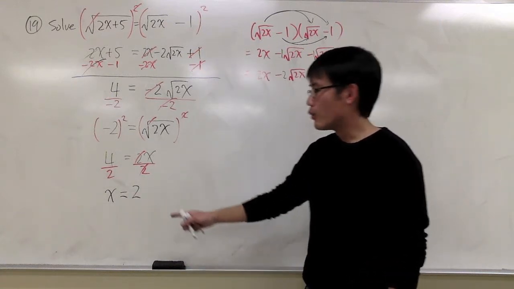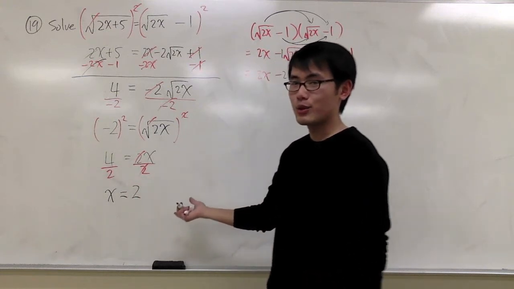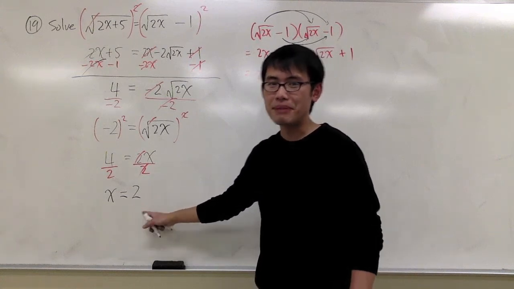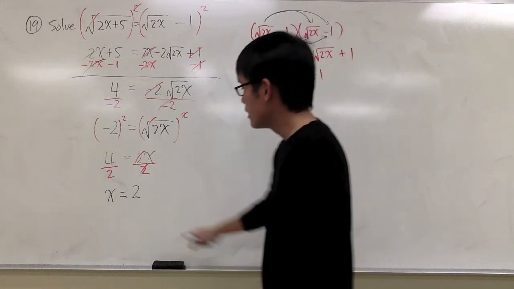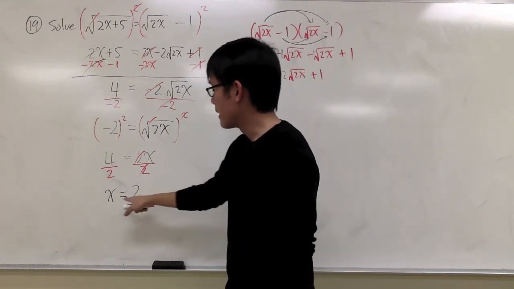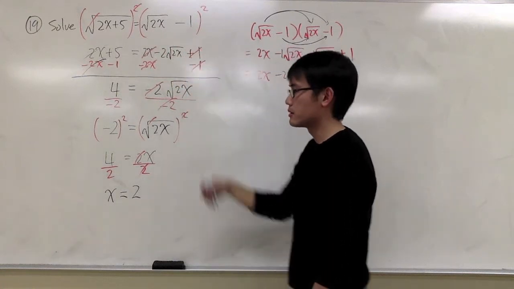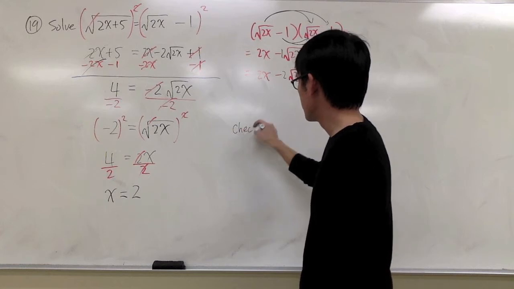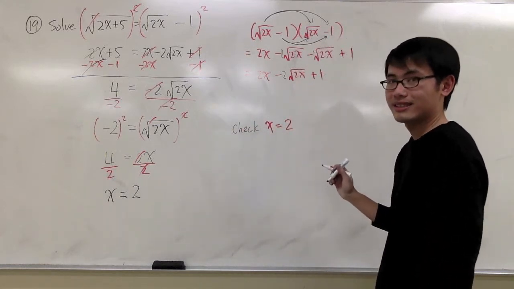But then, whenever you are trying to solve an equation that has a square root in the beginning, you must check this answer. Okay? This is just a possible answer. Sometimes it can be a fake answer. So we have to check this number. We are going to plug it into the original equation to see if it works or not. So let's see. I'll just check if x equal to 2 will work or not.